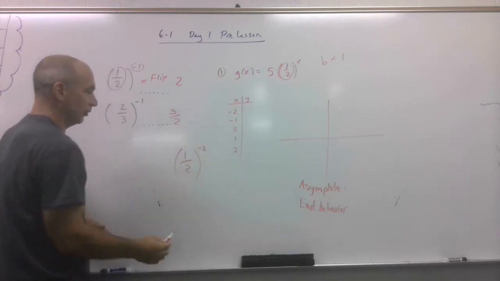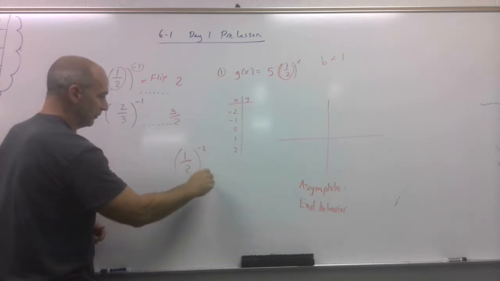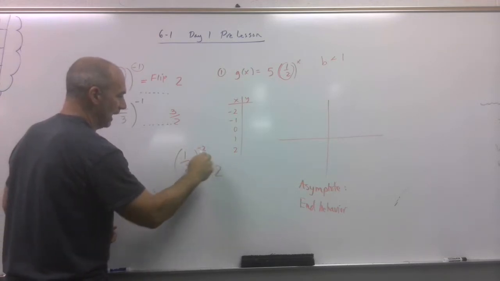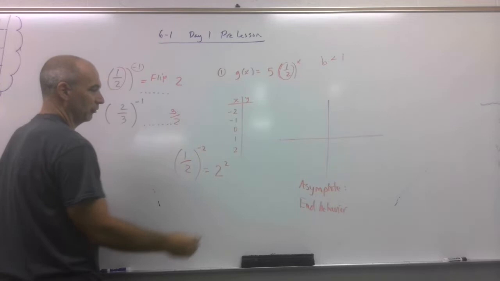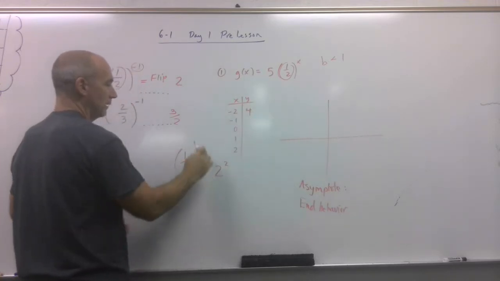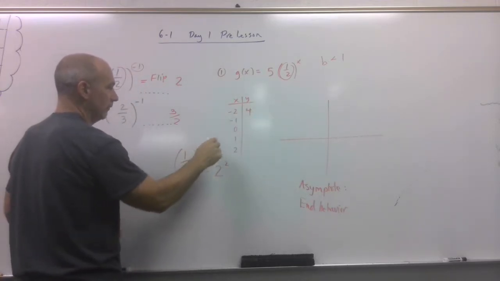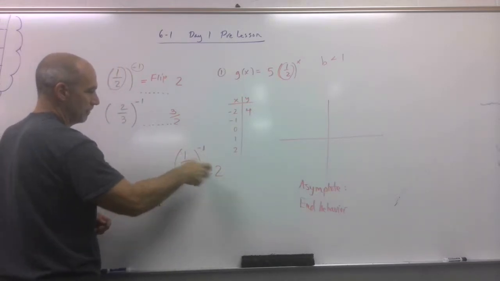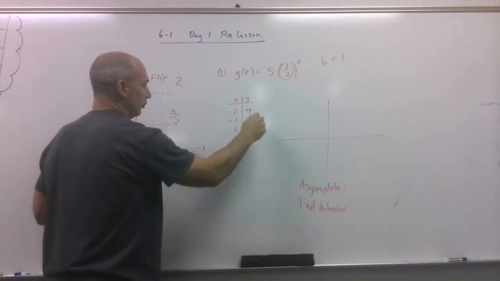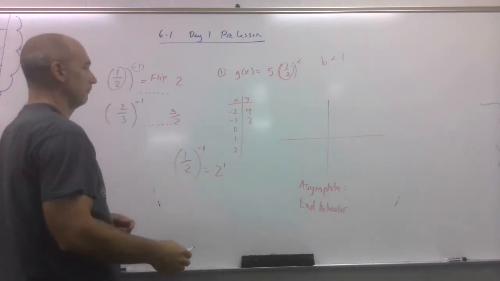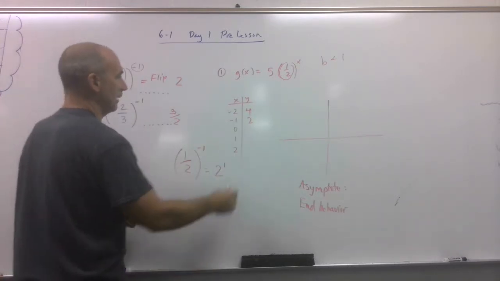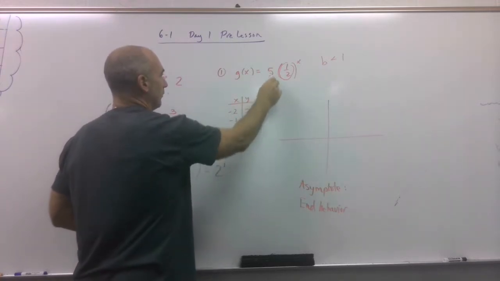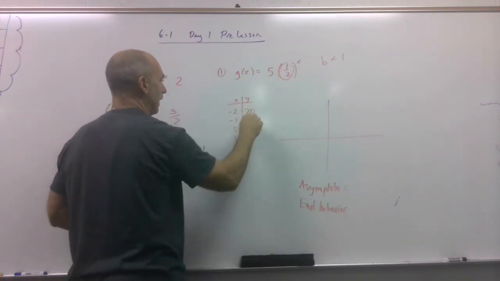And I go -2. Well, that negative flips it, and then once we've flipped it, the negative goes away, and so you'd be left with 2 squared, which is 4. Now if I put a -1 in, I flip it, but there's a 1 there, so that's just 2. Oh, I forgot. I got to times it by 5, so this would be 20. And I multiply that by 5, so this would be 10.